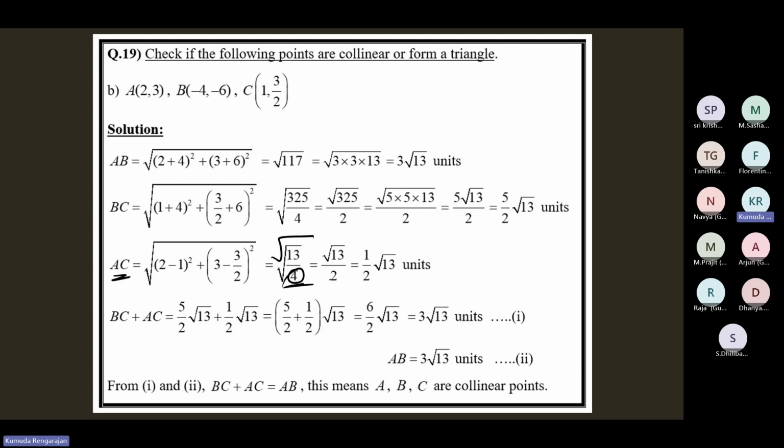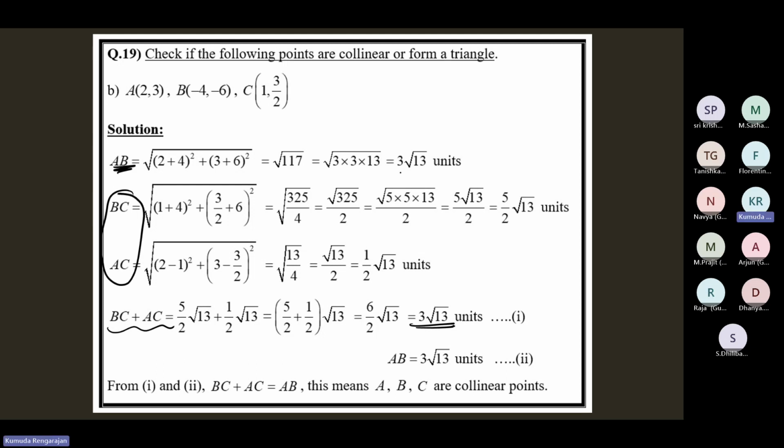Root 13 by 2 is nothing but 1 by 2 root 13. So BC plus AC, you can take out root 13 common. So you get 5 by 2 plus 1 by 2, 6 by 2, which is 3 root 13. So BC plus AC is 3 root 13, the sum of these two.